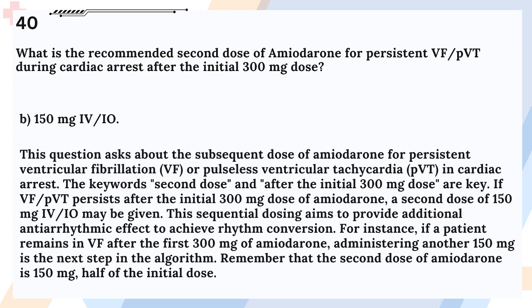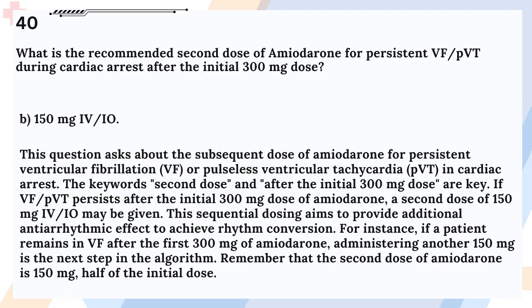Answer: B. 150 mg IV/IO. This question asks about the subsequent dose of amiodarone for persistent ventricular fibrillation, VF, or pulseless ventricular tachycardia, pVT, in cardiac arrest. The keywords second dose and after the initial 300 mg dose are key. If VF/pVT persists after the initial 300 mg dose of amiodarone, a second dose of 150 mg IV/IO may be given. This sequential dosing aims to provide additional antiarrhythmic effect to achieve rhythm conversion.